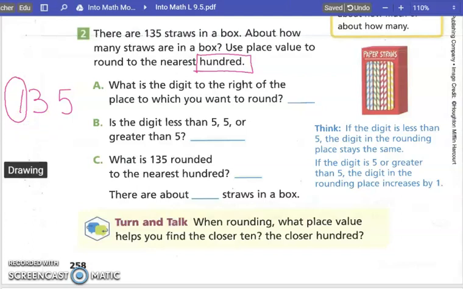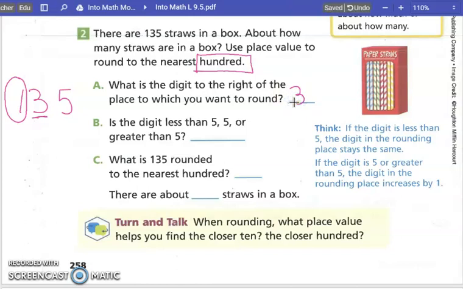The 3. Okay, so let's underline that. Let's circle the one we're rounding to and underline the digit that we're going to look at to see what we should do. Write that out to the side of your paper if you didn't. What is the digit to the right of the place to which we're rounding? A 3.